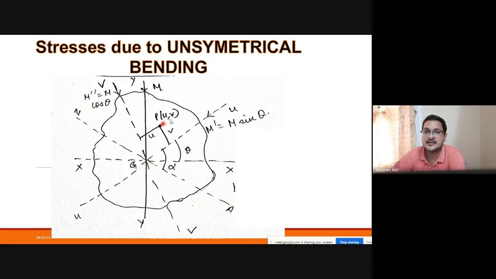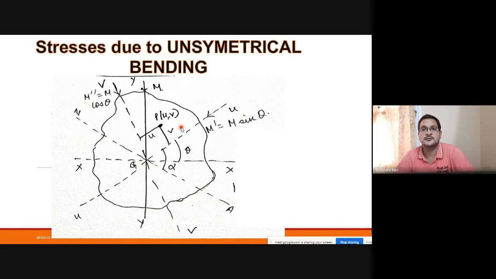And let us take point P as an interior point, any arbitrary point located within the body. Why are we taking a point in the body? Because we will be asked to calculate the bending stress or deflection at any location of a point in the body. So let us take any point P having coordinates u and v. The x coordinate has turned into u and the y coordinate has turned into v.